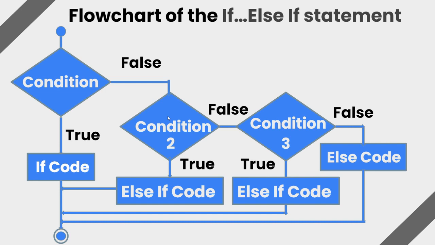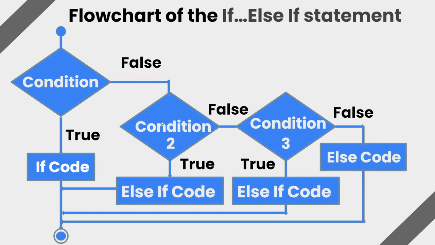Now, if condition number 2 turns out to be true, the else if code for this condition would be executed. And once this is executed, the if code here and even the else code, every other thing would be ignored completely. So this basically means that in conditional statements, you can only have just one particular block of code executing. You can never have more than one. It can only be one.